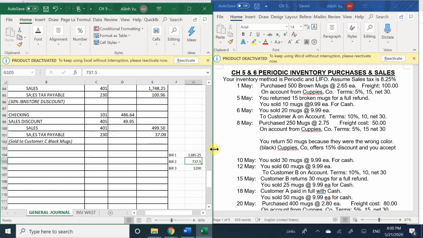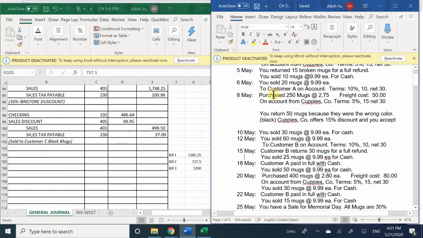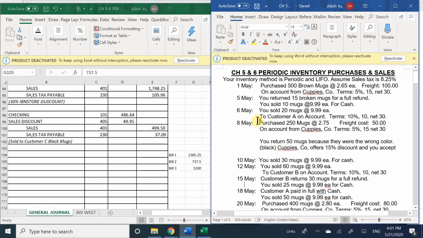So here we have bill number 1 is going to cost us $13.85.25. Okay. Now let's work on bill number 2. When did bill number 2 happen? Here on May 8th. We made a purchase of, okay, so we have a total of $737.50.